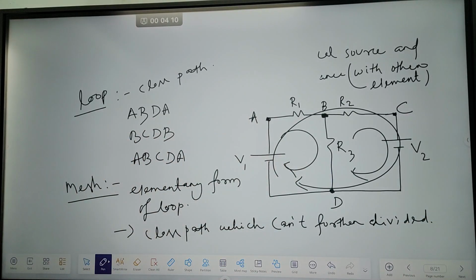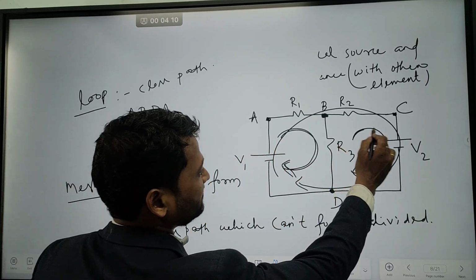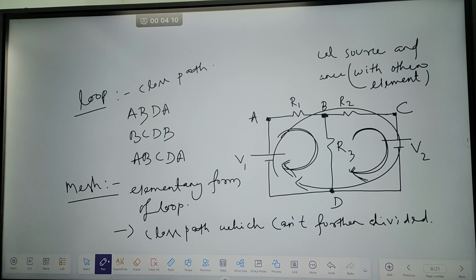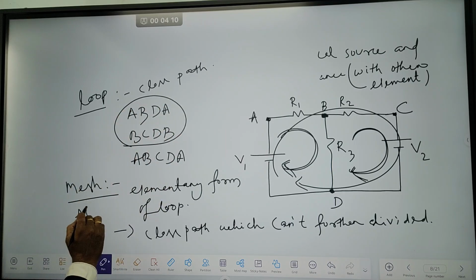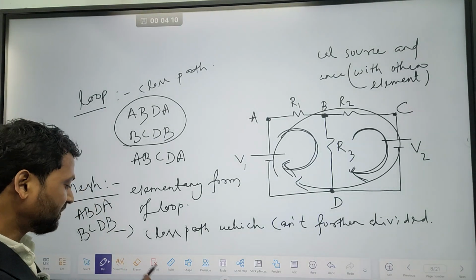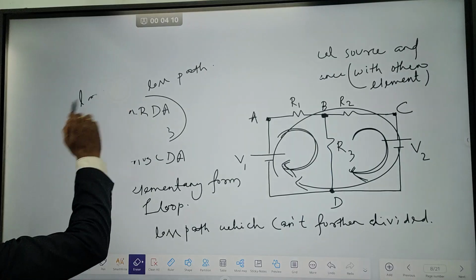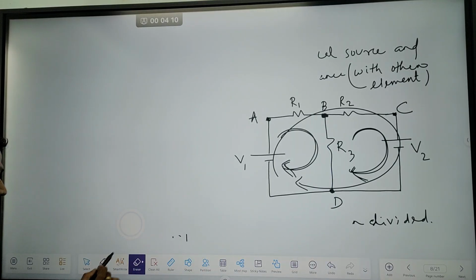ठीक है. सो एग्जाम्पल मेश का क्या है? So ये जो closed path, it is not further divided, ये भी it cannot also be further divided. So which are the meshes? ABDA, BCDB, these are the meshes. Okay, and last part is left, that is called branch. So branch क्या होता है? It is a path between any two junctions.